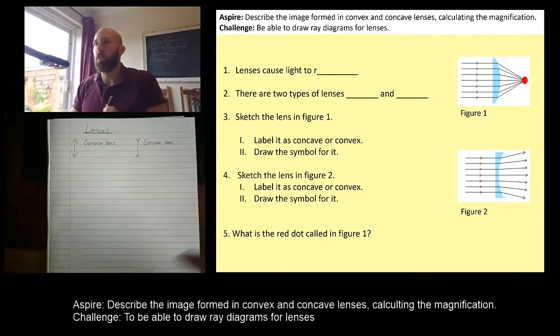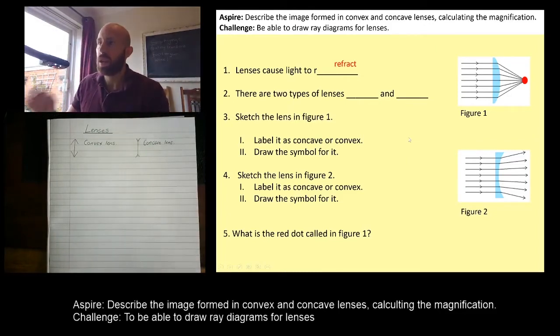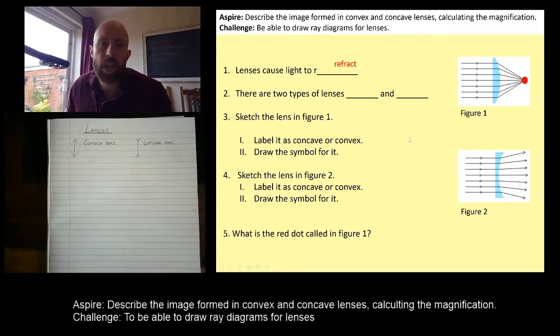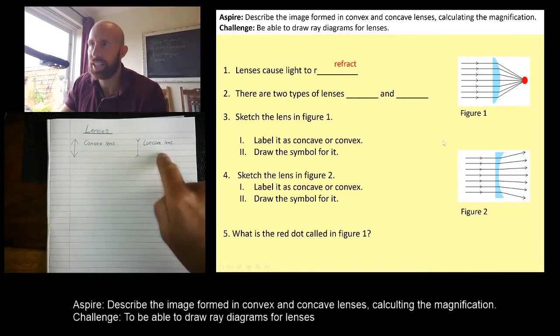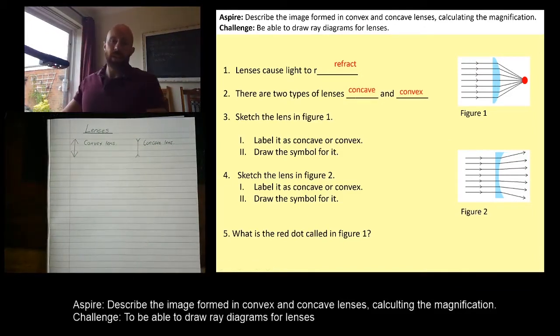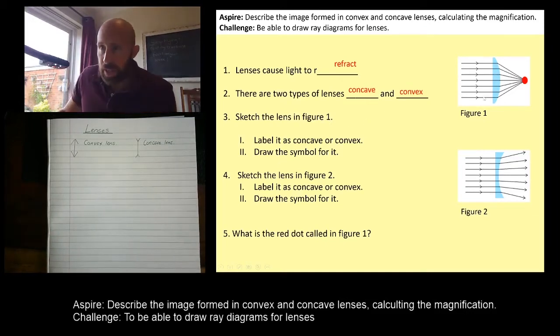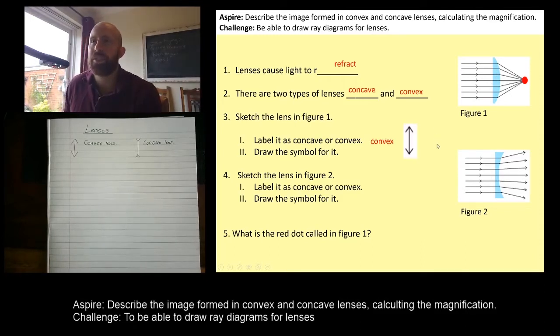Okay, I've done waiting. This is what you should have got. You should have said that lenses cause light to refract. You should have said that there are two types of lenses and they are written here. So that was easy. Concave and convex. Either way around is fine. Sketch the lens in figure 1. So you should have drawn this in your book. And you should have said that that lens is a, wait for it, convex lens.